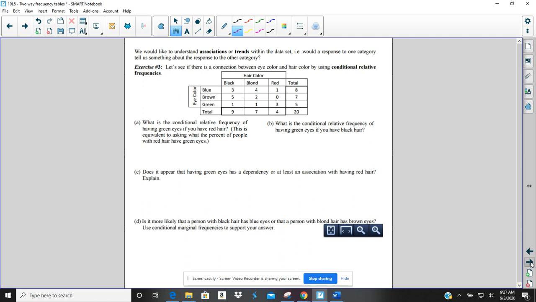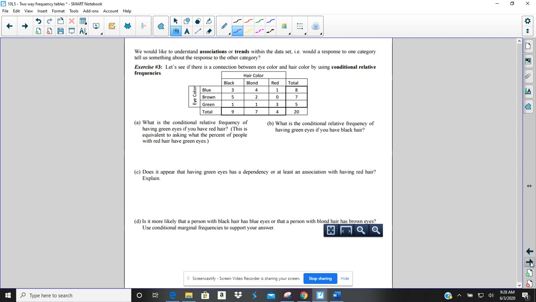And this is where it gets trickier, okay? So I want everyone to definitely pay attention. Let's see if there's a connection between eye color and hair color by using conditional relative frequencies. We did joint relative frequencies and marginal relative frequencies. I'm now doing conditional relative frequencies. Sometimes the wording on it is super helpful because it'll help you zone in on what you need to do. Let's go through this. Same data.